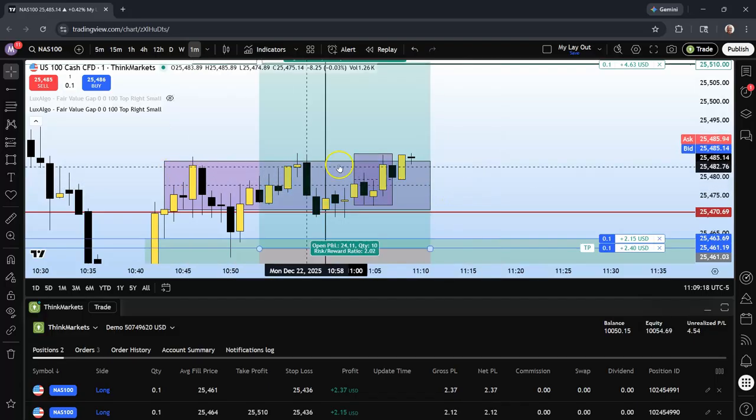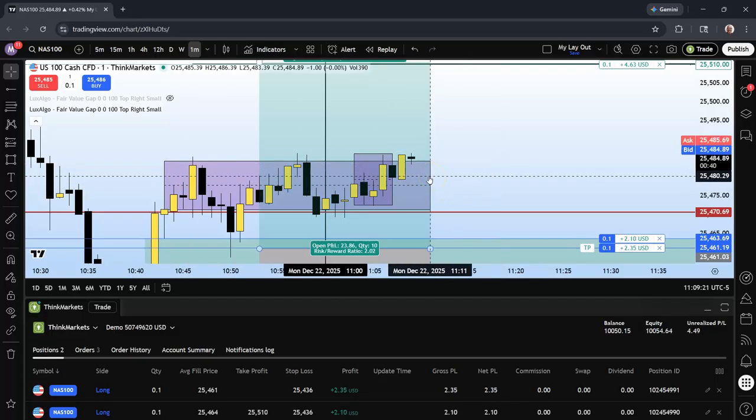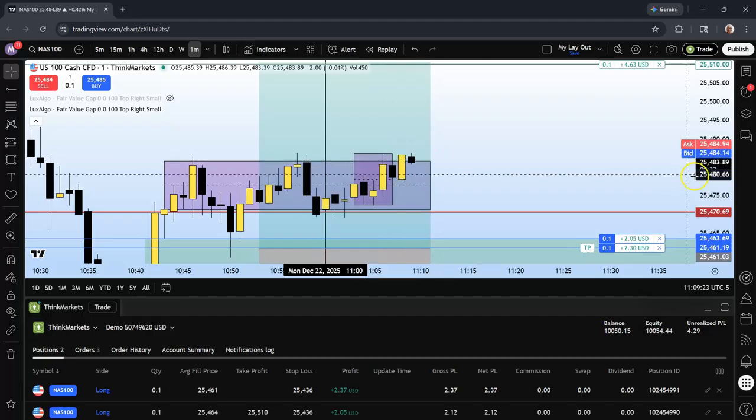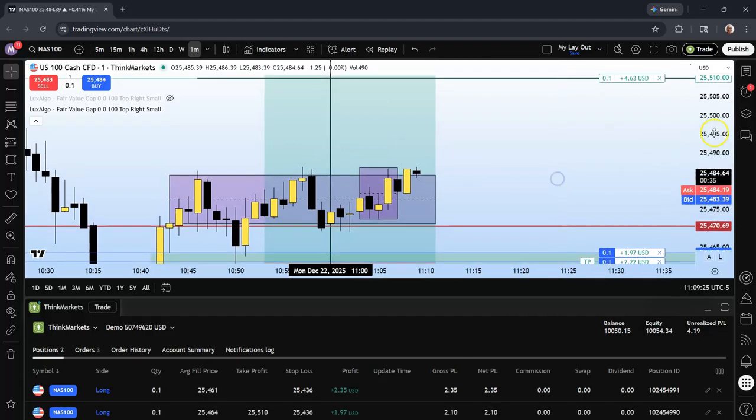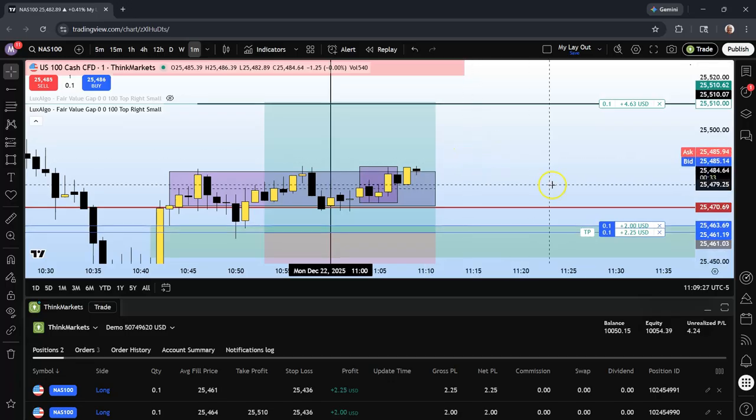So it broke out of the consolidated box. All right, it's bouncing off of it, which is really nice, as long as it doesn't go back in the box.